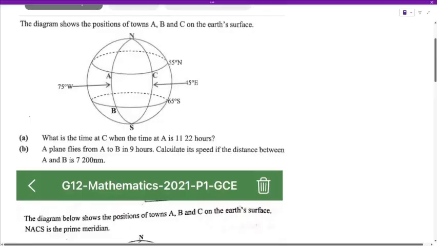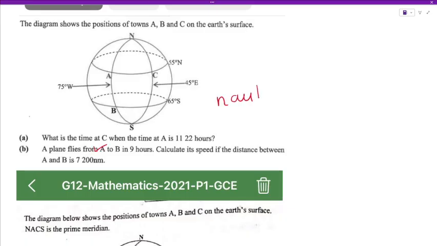Okay, we now come to the next question. A plane flies from A to B in 9 hours. Calculate the speed if the distance between AB is 7,200 nm. Nm means nautical miles. So nautical is not spelled this way, but that way.